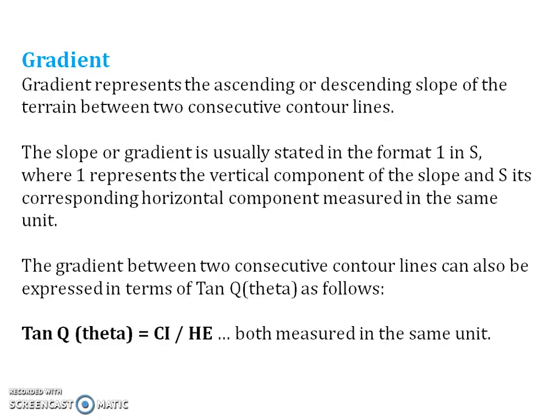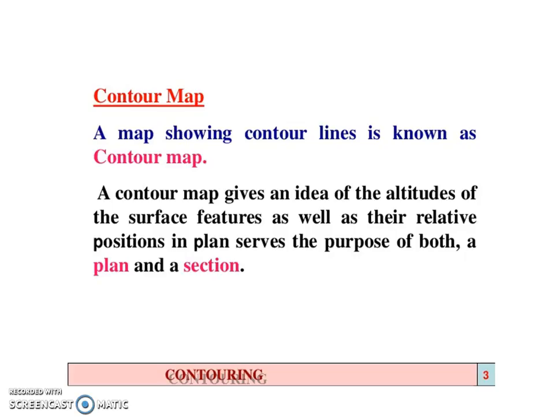The gradient between two consecutive contour lines can also be expressed in terms of tan theta, which is equal to the ratio of contour interval to horizontal equivalent, CI upon HE. Both should be measured in the same unit. A map showing contour lines is known as a contour map. A contour map gives an idea of the altitude of the surface features as well as their relative positions in plan, and serves the purpose of both a plan and a section.